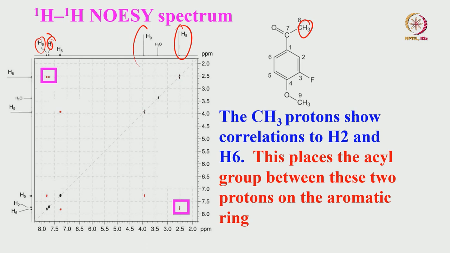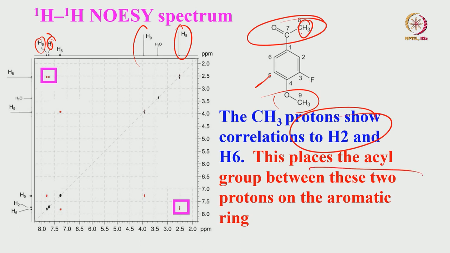That means, what is the conclusion you are going to draw? This tells me that this group must be between 2 protons of the phenyl group. It cannot be one like this, it is not possible. It cannot be here because the other side is this one. It must be between 2 protons of the phenyl group. Because the correlations of H2 and H6 are seen for the CH3 group, this places the acyl group between 2 protons of the aromatic group, aromatic protons.